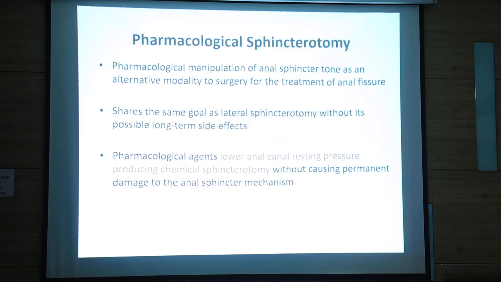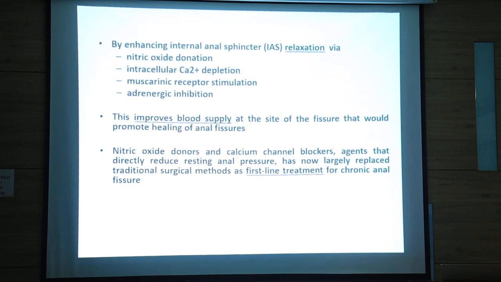So pharmacological sphincterotomy is the manipulation of anal sphincter tone as an alternate modality to surgery for treatment of anal fissure. It shares the same goal as lateral internal sphincterotomy without such possible long-term side effects. Pharmacological agents lower anal canal resting pressure, producing chemical sphincterotomy without causing permanent damage to the anal sphincter mechanism. So, what are the things which are used? They enhance internal anal sphincter relaxation via. You should know these also because 70 to 80% of fissures can be treated with medications.